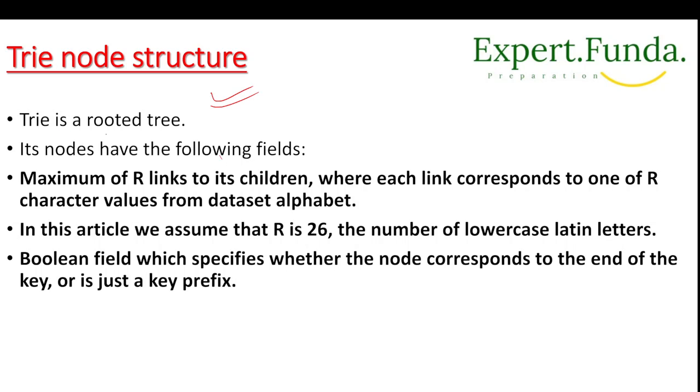So a trie is a rooted tree. Its nodes have the following fields: maximum R links to its children, where each link corresponds to one of R character values from the dataset alphabet. In this article we will assume R is 26, the number of lowercase Latin letters, and a boolean field which specifies whether the node corresponds to the end of the key or not, right?